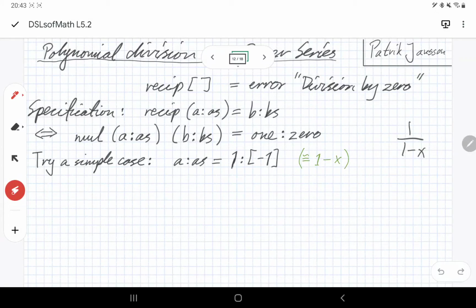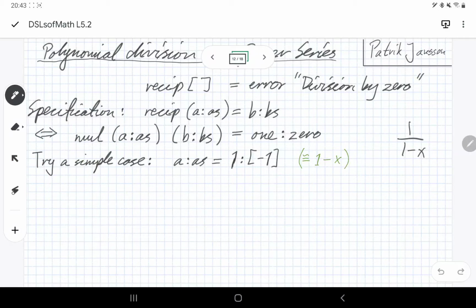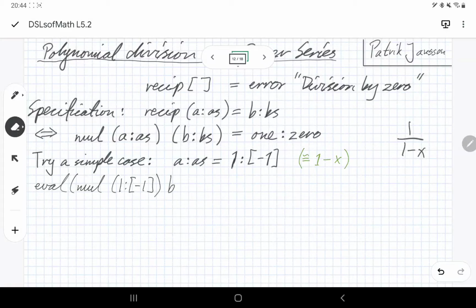Okay, let's try to get a feeling for what laws on the mathematical side should hold, where we can rely on here. So let's compute what eval of this multiplication is. So what is eval of mul of this list, which is 1 cons minus 1, with b? Oh, sorry, it should be b cons bs. What's this evaluated at x?